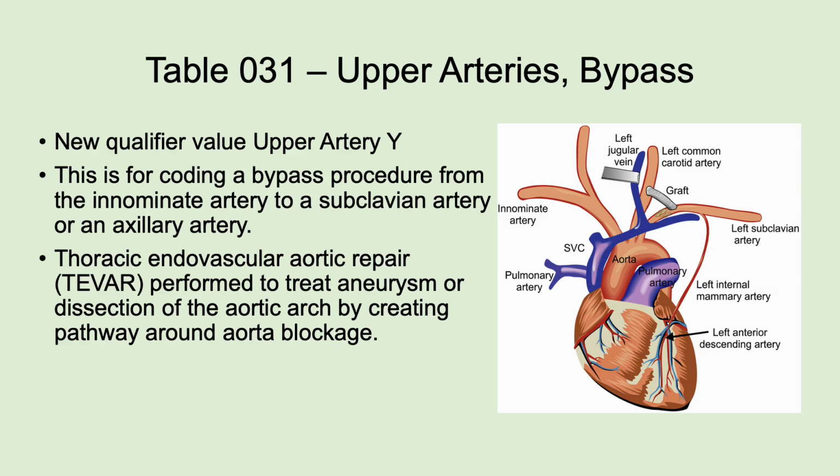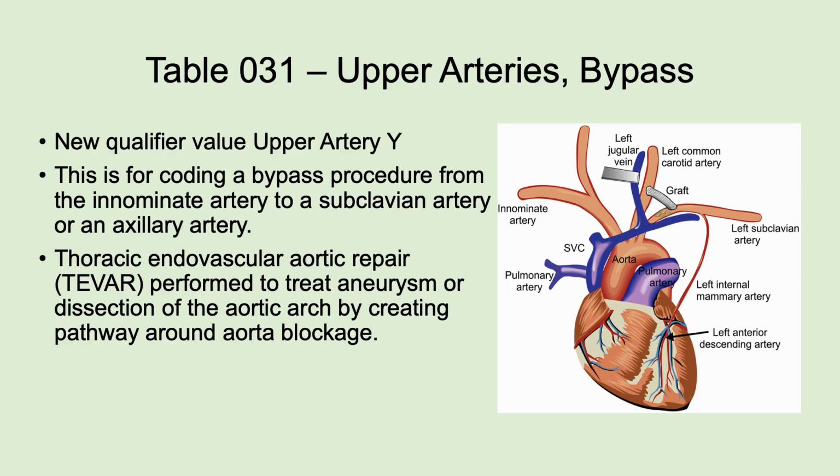Let's look at the heart and great vessels. So there was a new qualifier value added, upper artery, Y. So this is for a bypass procedure in the upper arteries from the innominate artery to a subclavian or axillary artery. This is for a thoracic endovascular aortic repair procedure to treat an aneurysm or dissection of the aortic arch by creating pathways around the blockage.